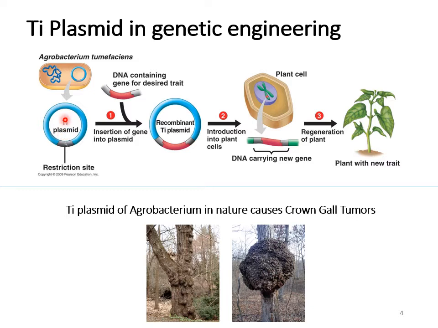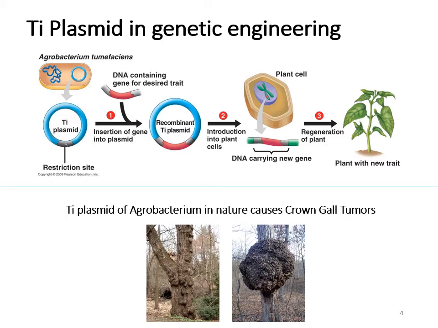So you're able to cut it open, remove those tumor-inducing genes, and ligate in the genes of your desire. Then when you introduce this plasmid into plant cells, that plasmid, as you can see here, is naturally very good at integrating into plant cells and into plant DNA. So now the plants produced from that cell will have your desired genes.